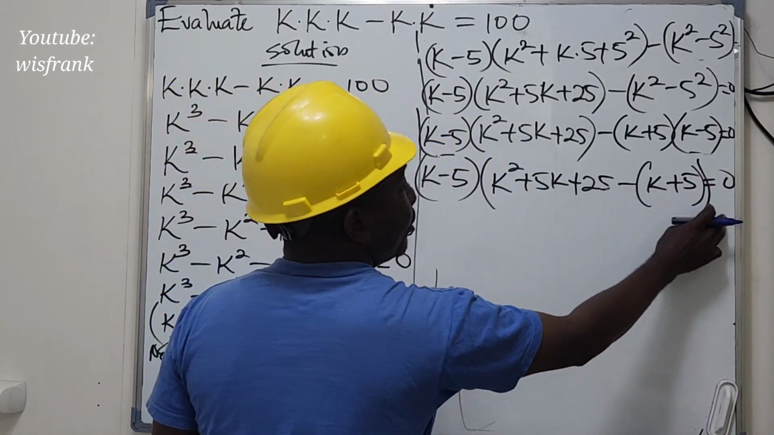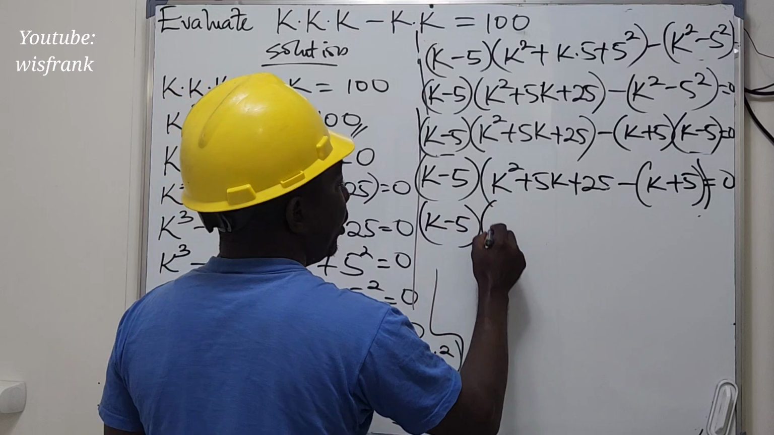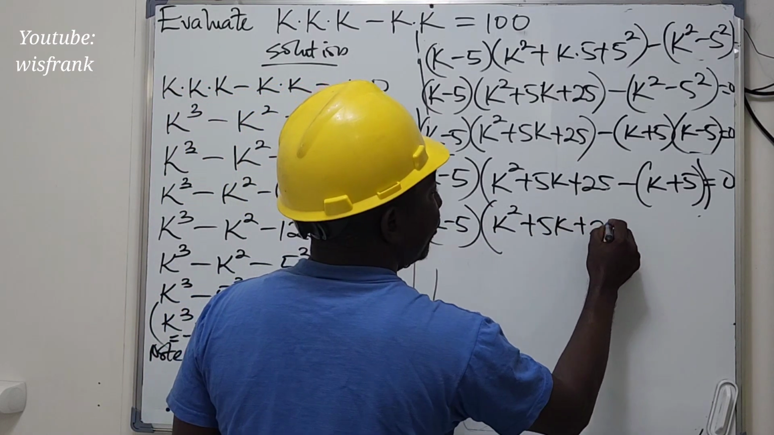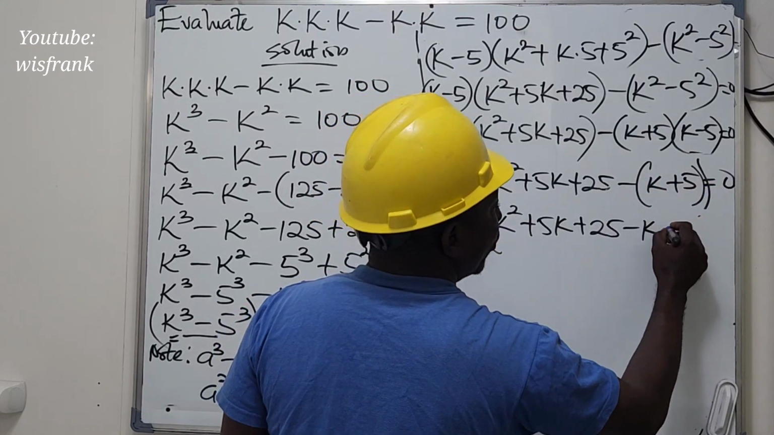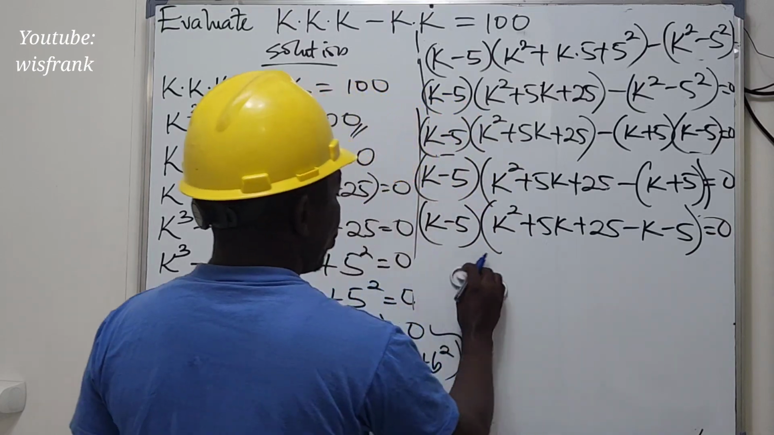So we are going to open this parenthesis. So this will become k minus 5 all into k to the power of 2 plus 5k plus 25. Then this goes here will become minus k. Then minus times 5 will give us minus 5, all equals to 0. So this is what we have now.